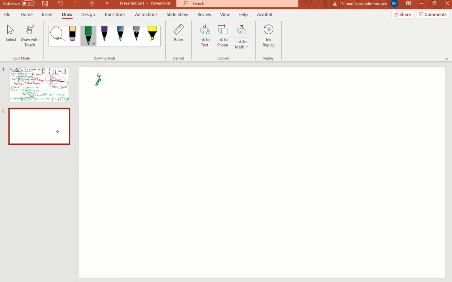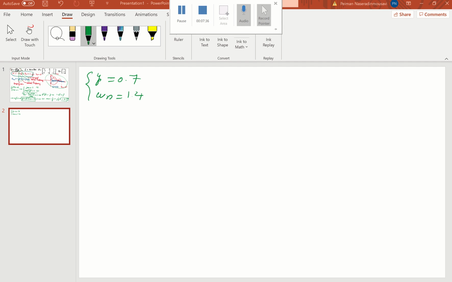So zeta was 0.7 and omega n was 1.4. What we're going to do with these numbers, okay? You are a control engineer, guys. You have to open your eyes. You have to interpret the numbers. You have to know the physics of the system.